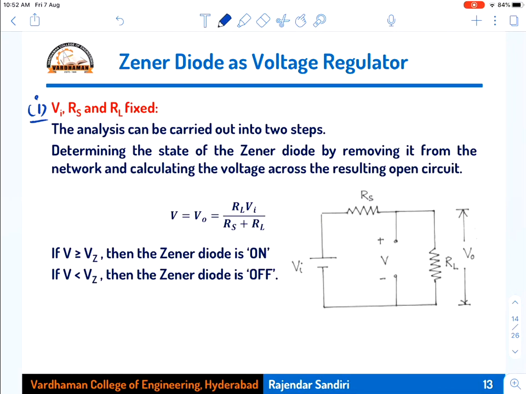My aim is V0 should be constant. Delta V0 will be 0. So to make delta V0 0, all these stability factors should be 0, and it should not vary. The output voltage should not vary with any of these three parameters: IL, temperature, and Vi. Okay, that is what the voltage regulator is all about.